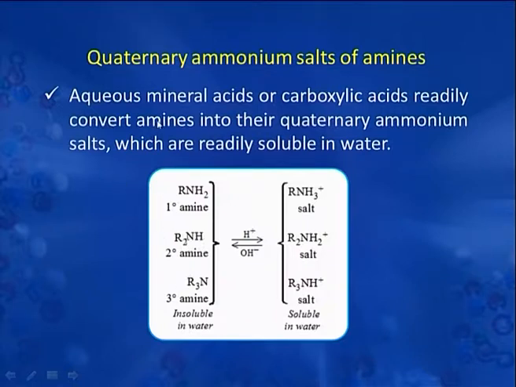When aqueous mineral acid or carboxylic acids are added to amines, they form quaternary ammonium salts, which are readily soluble in water. You can see that this is a primary amine, this is secondary, and this is tertiary amine. When aqueous mineral acid is added into it, all of them are converted into their respective ammonium salt.